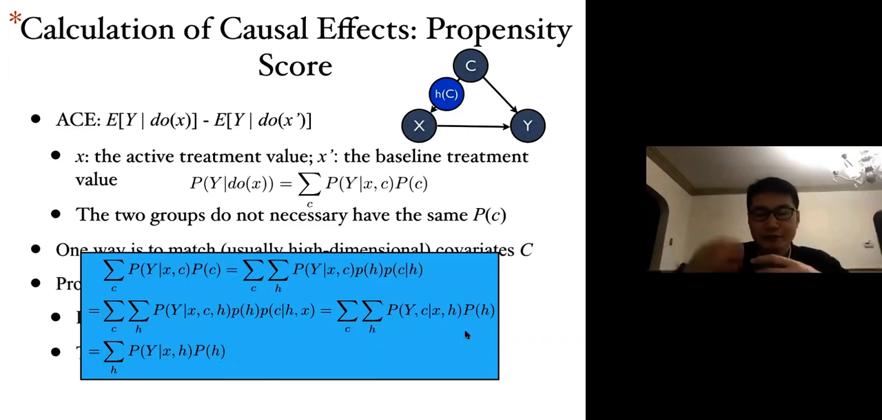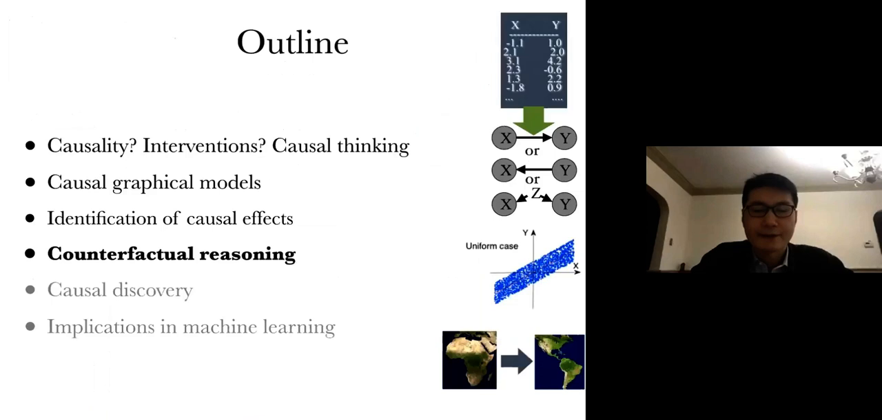So instead of matching the distribution of the covariates across the two groups, you just match the distribution of the propensity score, which is a random variable, across the two groups. In particular, this random variable is very simple because it's just a scalar random variable. Okay. So finally, let's have a quick look at what we can benefit from the so-called counterfactual reasoning.